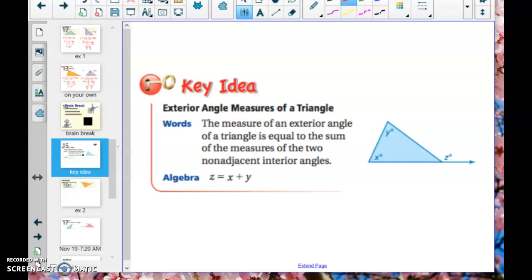All right, the next key idea, and we're talking about exterior angles of a triangle now. What they found is the measure of the exterior angle of the triangle is equal to the sum of the measures of the two non-adjacent interior angles. So if I want to find this exterior angle right here, if I add those two interior angles together, it is always going to have to equal that exterior angle right there.